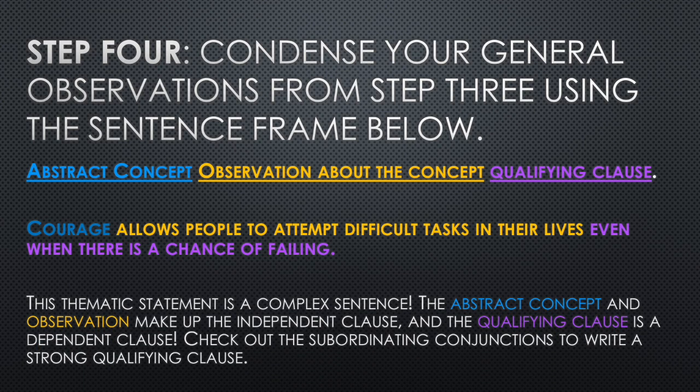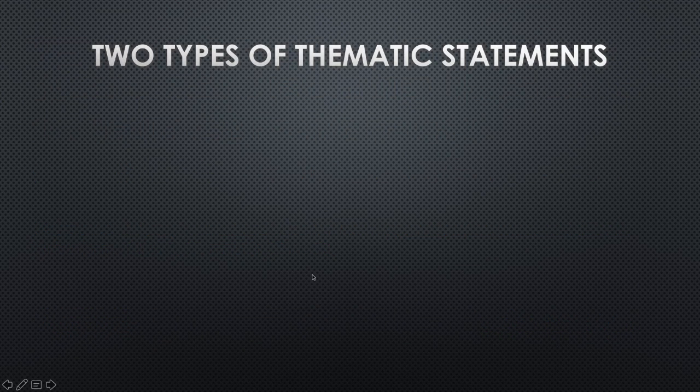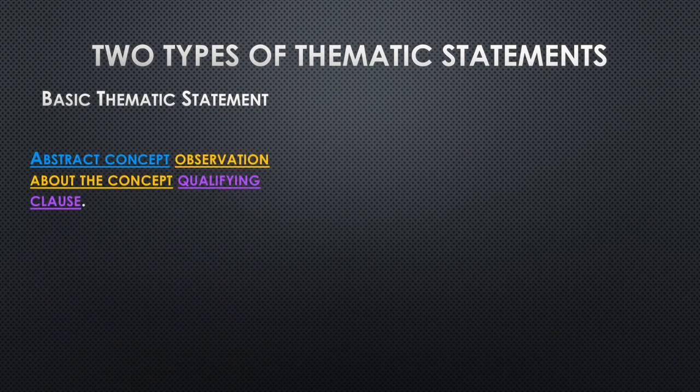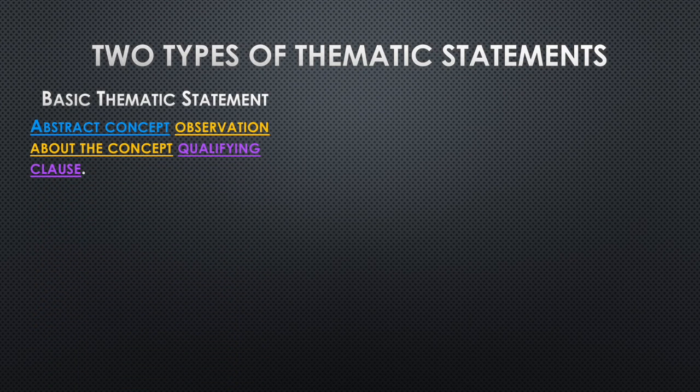So notice that this thematic statement is a complex sentence. The abstract concept and observation make up the independent clause, and the qualifying clause is a dependent clause. So check out the subordinating conjunctions to write a strong qualifying clause. All right, so we have two types of thematic statements. We have a basic thematic statement, which we now know looks like this, with our abstract concept, observation about the concept, and a qualifying clause.